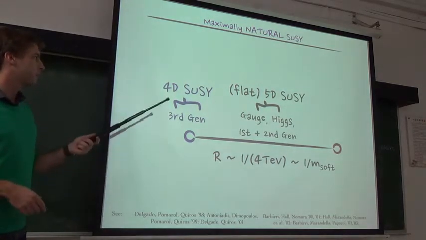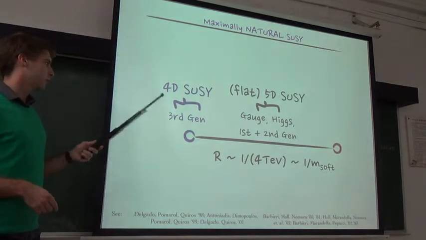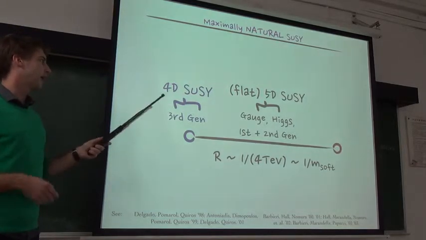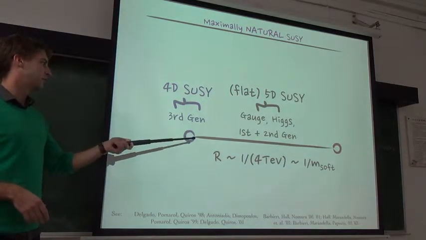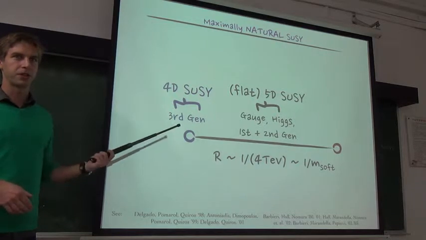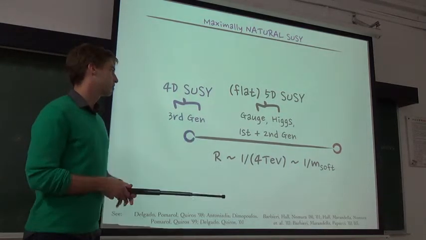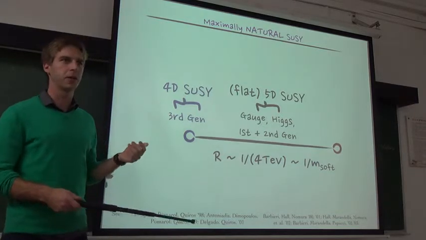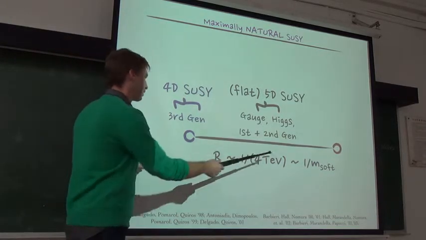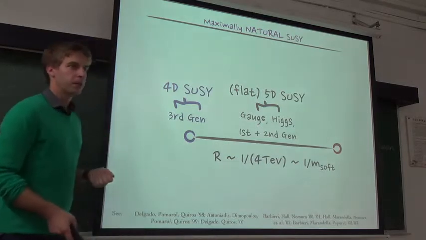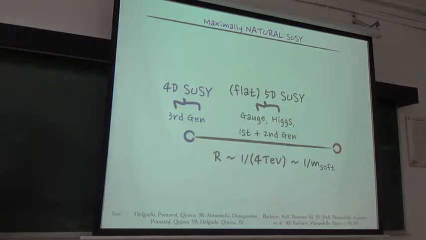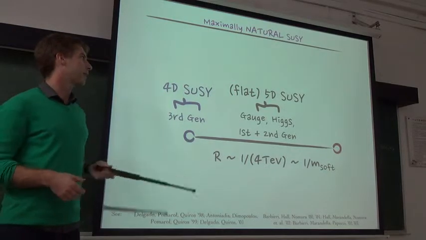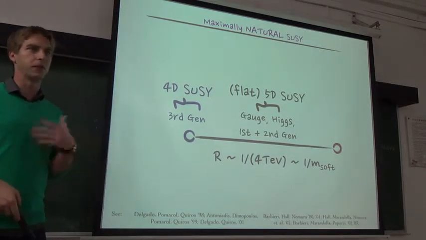And some of the particles of the standard model, the third generation particles in particular, will live on just a single point in this extra dimension. And some of the particles, the first and second generation quarks, and the gauge bosons and Higgs bosons and their superpartners, will be allowed to propagate in this extra dimension. So this is a structure that's going to solve some of the problems in this model. And the states that propagate in this extra dimension are going to feel the supersymmetry breaking.